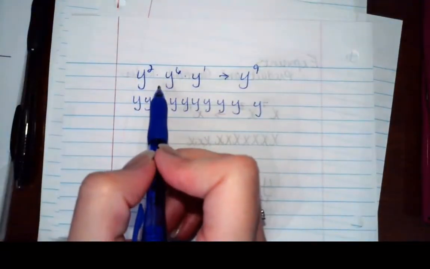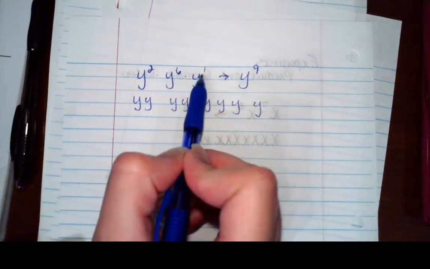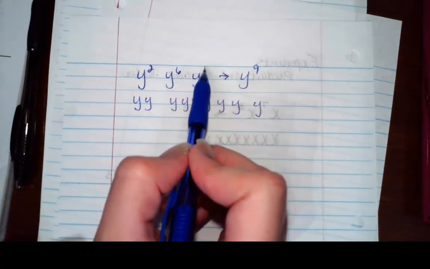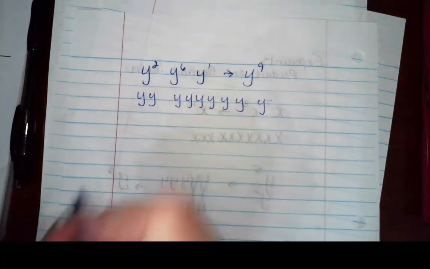What could I have done? I could have done 2 plus 6 is 8, plus 1, do not forget about the 1, plus 1 gives you 9. So I've got a y to the 9th.